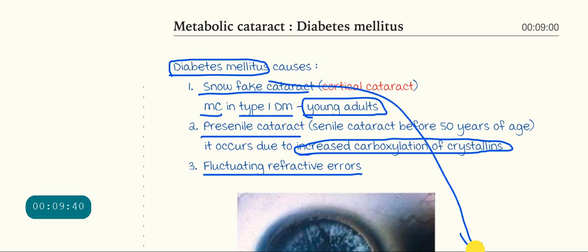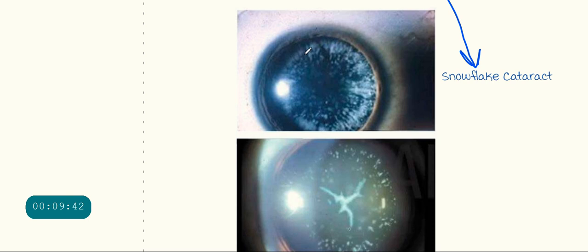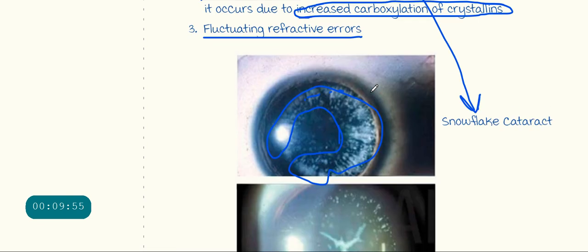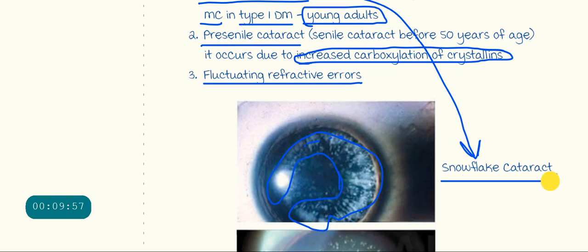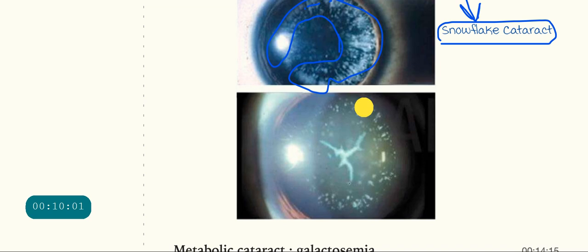In this image you can see the snowflake cataract. This is a snowy deposition, you can see it at the periphery. This is nothing but whitish color, that is snow. The appearance is like snow, so it is called snowflake cataract. The same you can see over here, a snowflake appearance.